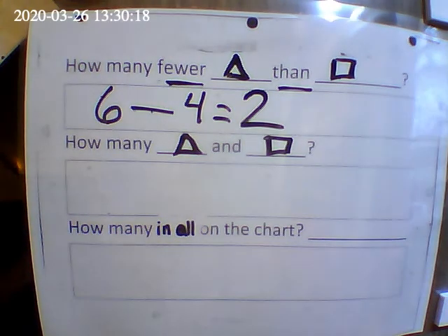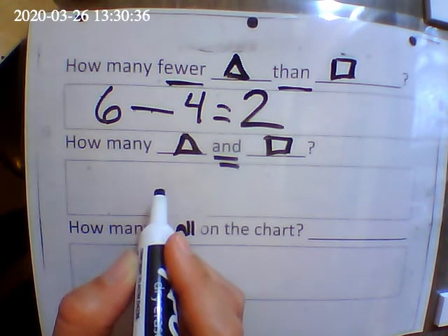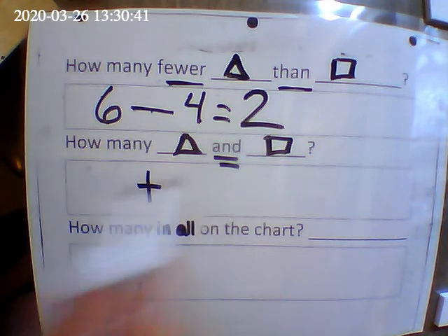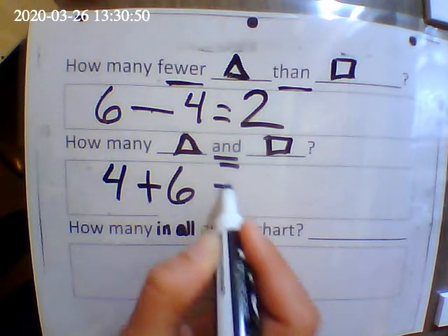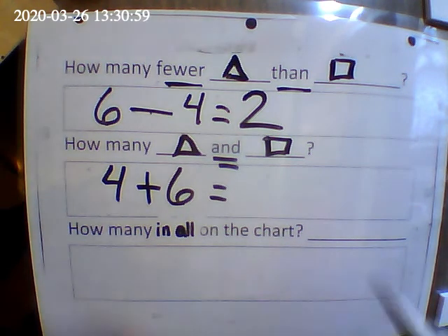Now it says how many triangles and squares? So what are we doing? Are we adding, putting them together, or subtracting and finding the difference? Well, because it says and, I know that we're going to put them together. We're going to take a group of triangles and a group of squares and see how many there are. So we're going to plus. We're going to start with the triangle. How many triangles? 4. And how many squares? 6. What is 4 plus 6? Solve. And the answer is 10.